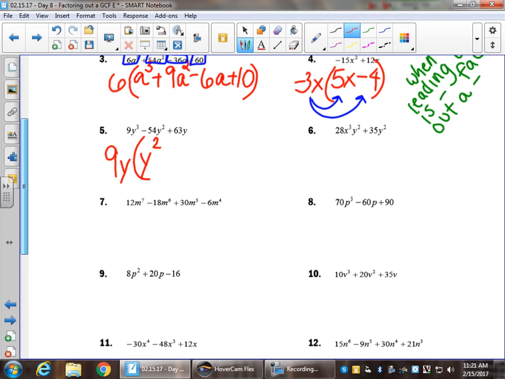What about here? 9 times what is negative 54? Negative 6. We had 2 y's. We took out 1. How many are left? 9 times what is 63? 7. We had 1y, we took out 1y. Are there any y's attached to 7? No.